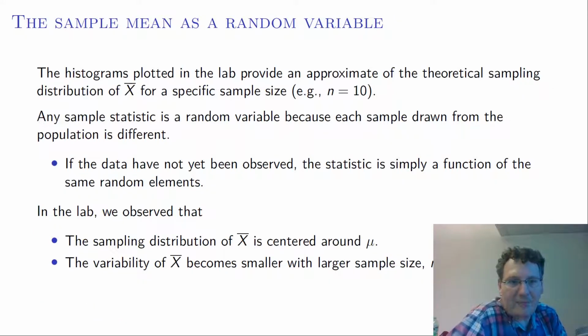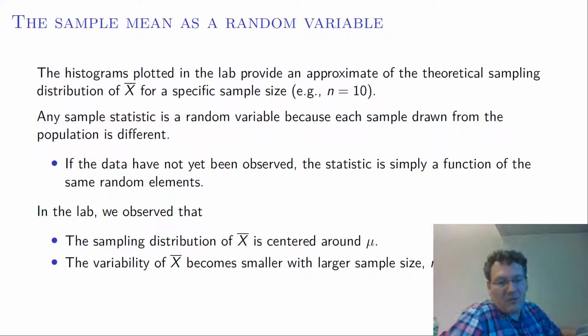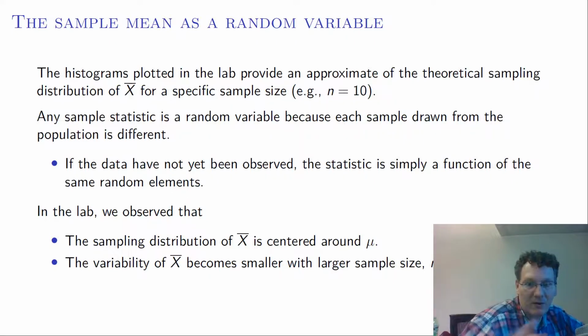So if we're going to be plotting a histogram to get us an approximate sampling distribution for a sample size of 10, what's important to remember is the sampling distribution for the sample mean depends on the sample size. So a sampling distribution would be specific to a sample size of 10 for this case. And then we're going to look at the theory about what are the theoretical properties of the sampling distribution.